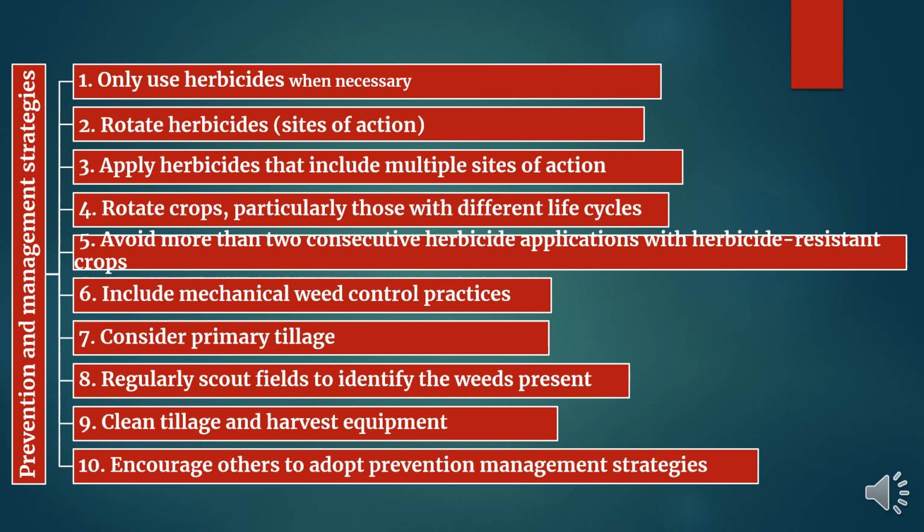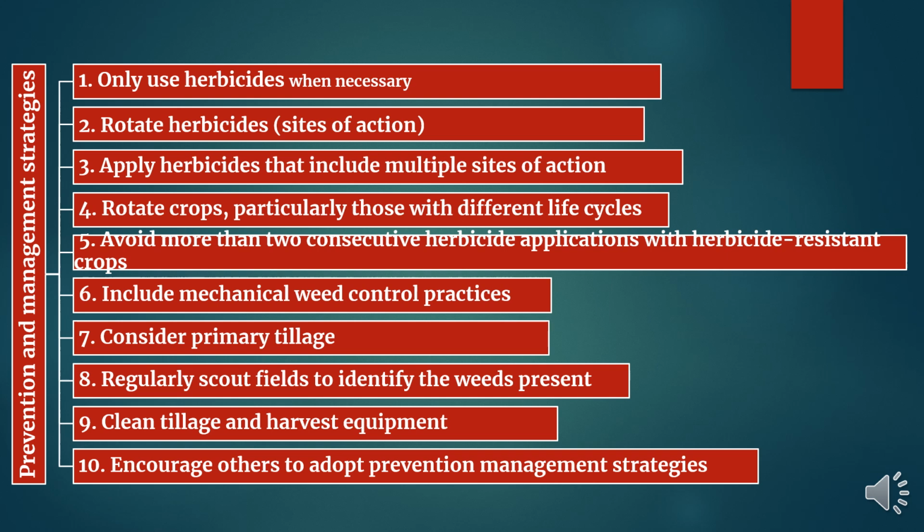The fourth action plan is to rotate crops, particularly those with different life cycles. It will be helpful to manage herbicide resistance. The fifth one is to avoid more than two consecutive herbicide applications with herbicide resistant crops. Planting new herbicide resistant crop varieties should not result in more than two consecutive applications of herbicides with the same site of action against the same weed, unless other effective control practices are also included in the management system.